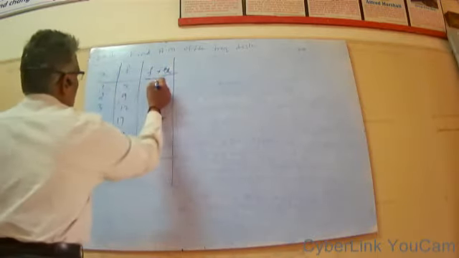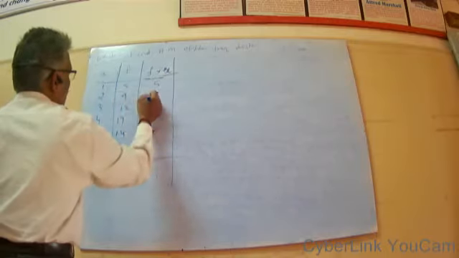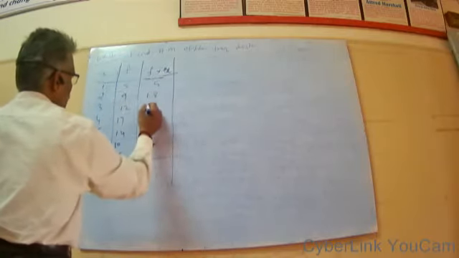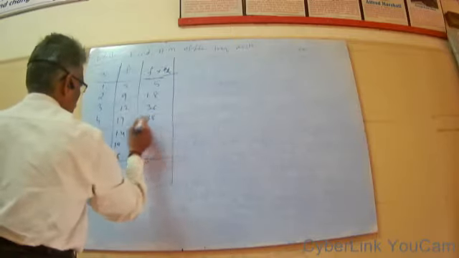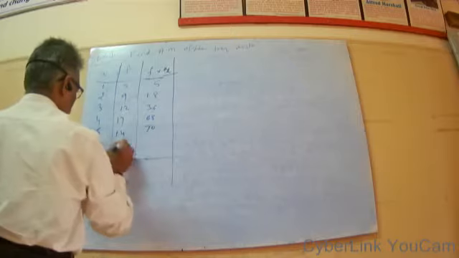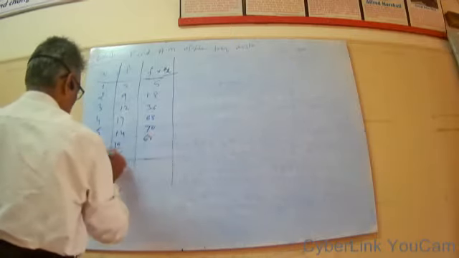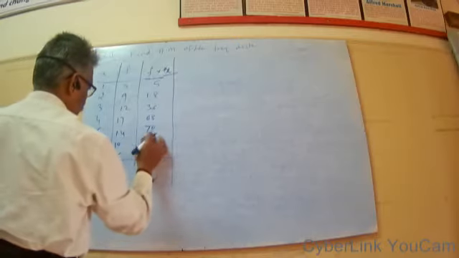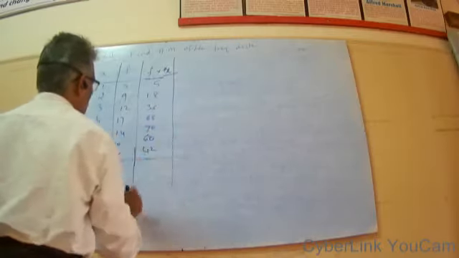So 1 into 5 is 5, 9 into 2 is 18, 12 into 3 is 36, 17 into 4 equals 68, 14 into 5 equals 70, 10 into 6 is 60, and 6 into 7 is 42. Then take the total of this.